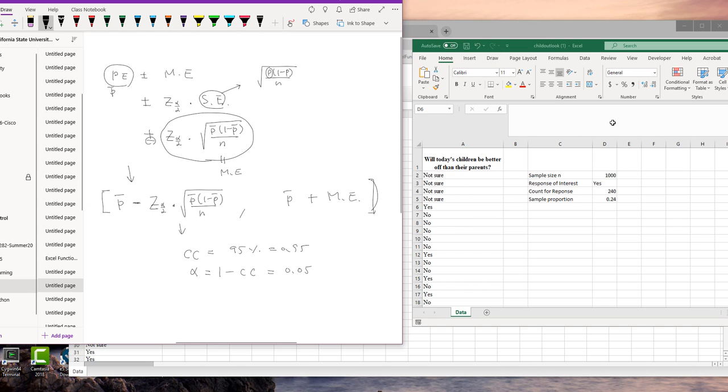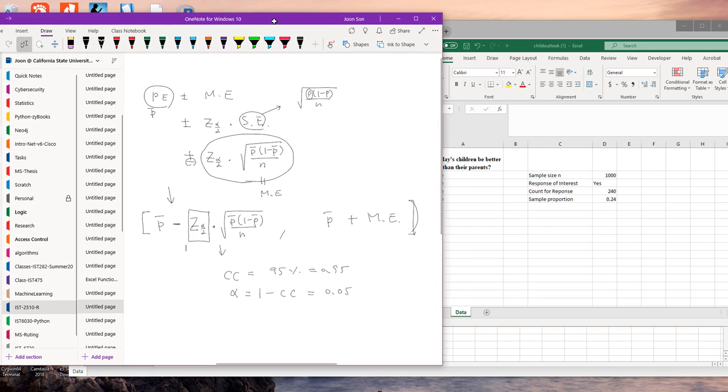To calculate the margin of error, we first need to find the z critical value when alpha is 0.05. We learned this already. Actually, we don't have to calculate it because I asked you to memorize this number.